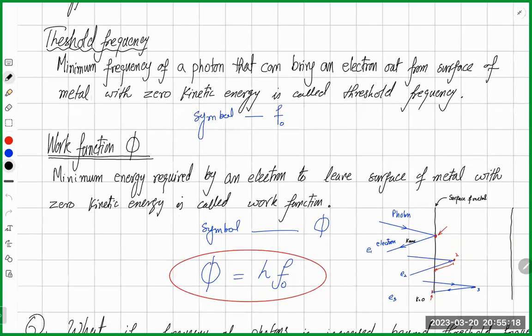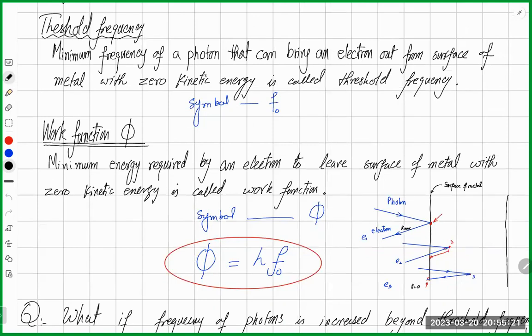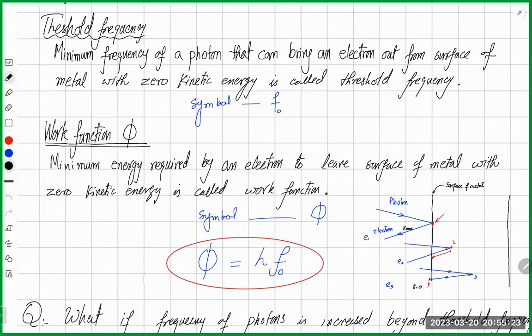Now, threshold frequency has a symbol f naught, and by now we have discussed different formulas that can connect a frequency to an equivalent energy of a photon. So here's the same thing in a different way. If threshold frequency is the minimum frequency, the minimum energy to do that is called work function. Minimum energy to bring an electron out from the surface with zero kinetic energy is called work function.